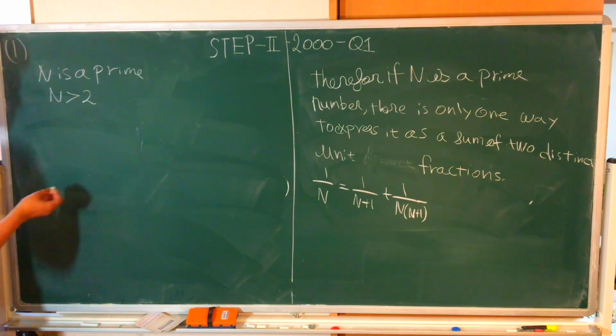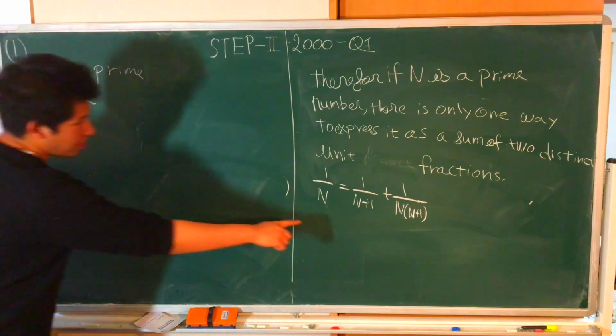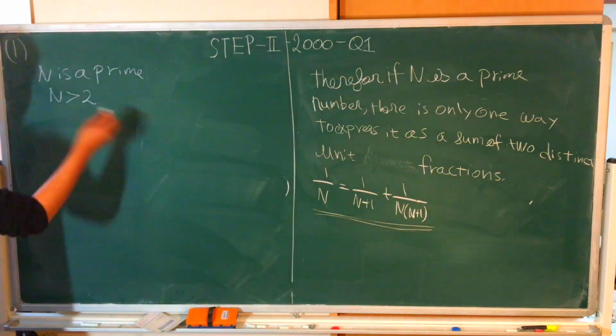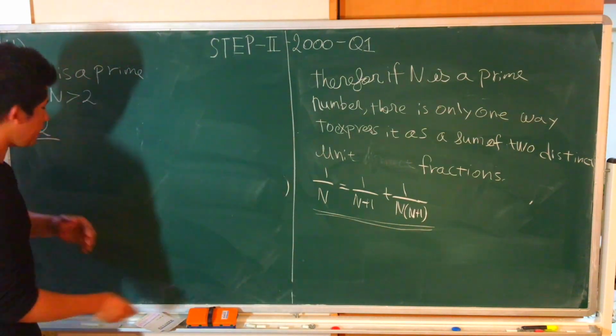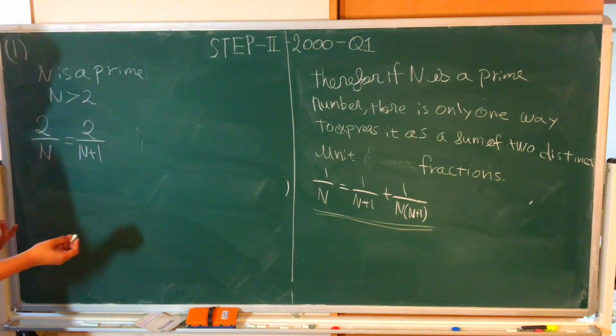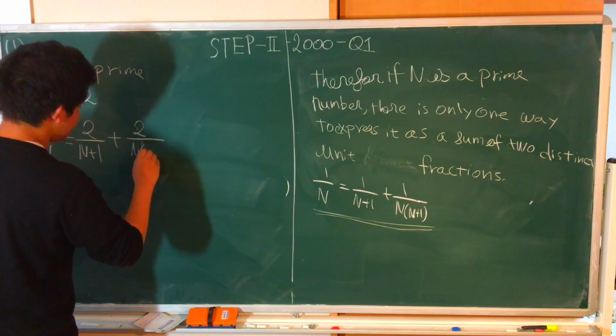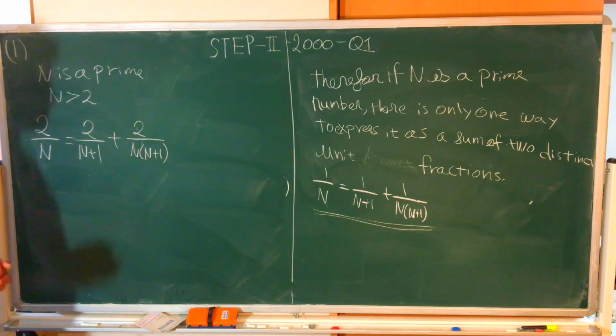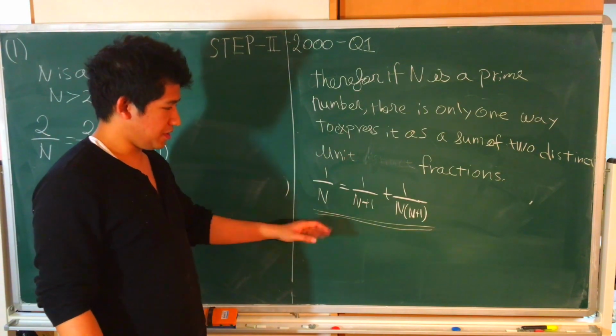Then we clearly see that, okay, take our original equation here, then multiply both sides of the equation by 2. You're going to get 2 by n equals 2 by n plus 1, plus 2 by n times n plus 1, okay? Now we know that this thing here, we proved this, so this is true.